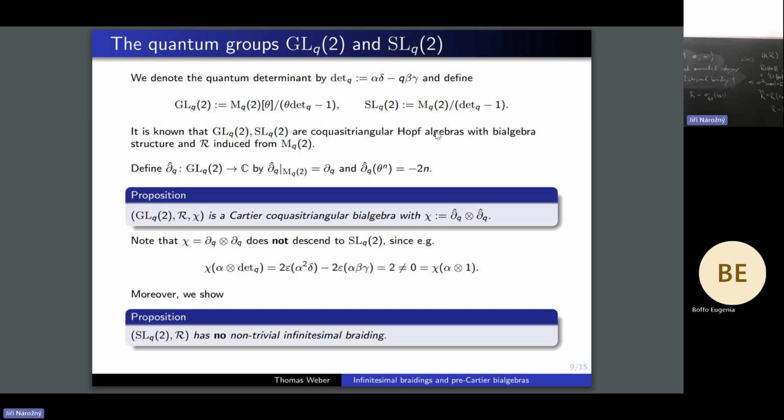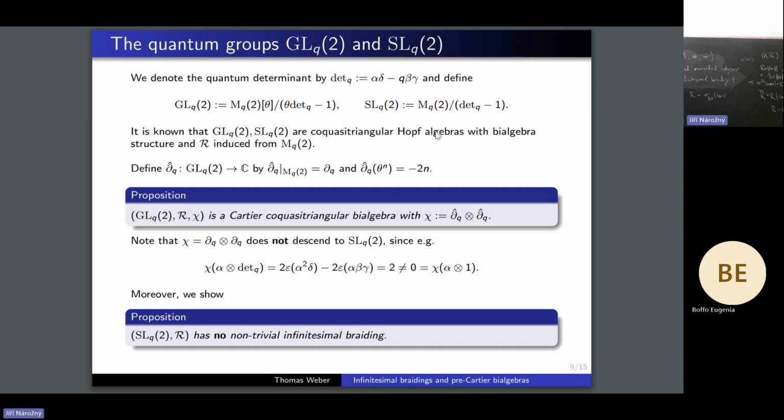And what we try to do now is to extend this partial Q that gave us our chi to GLQ2. This can be done simply by setting it on theta to the power n. We set it to be minus 2n. And it turns out that this is the right choice. So this works and also gives you an infinitesimal R form on GLQ2.